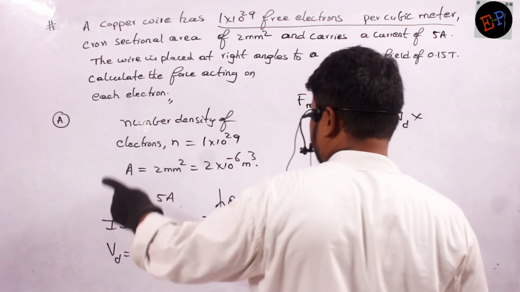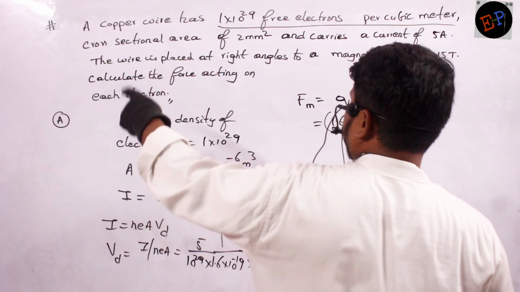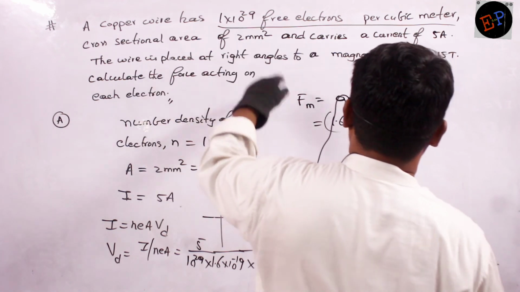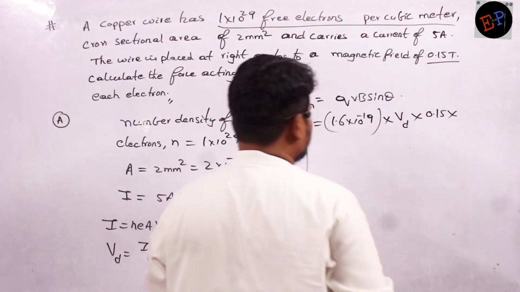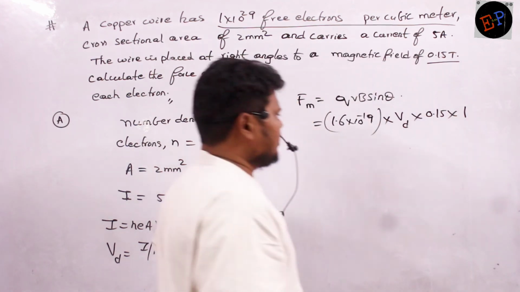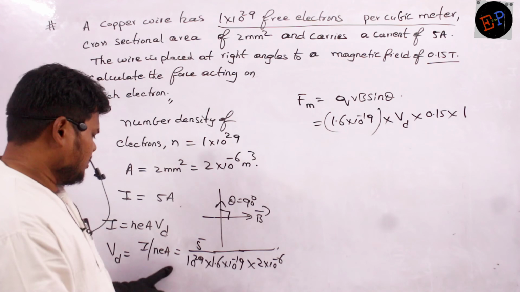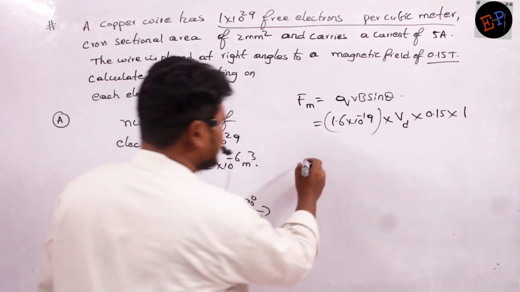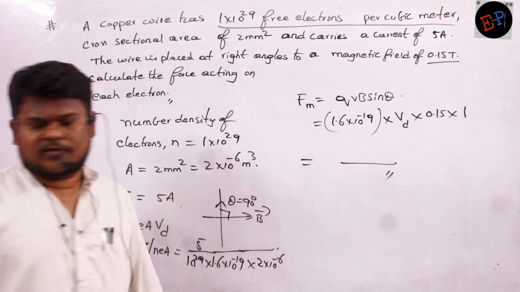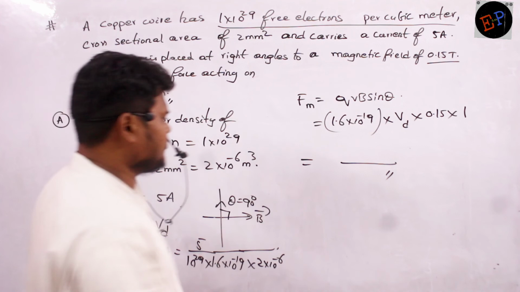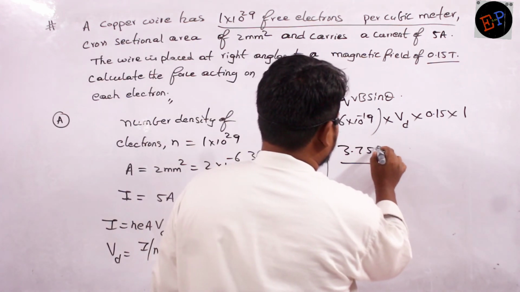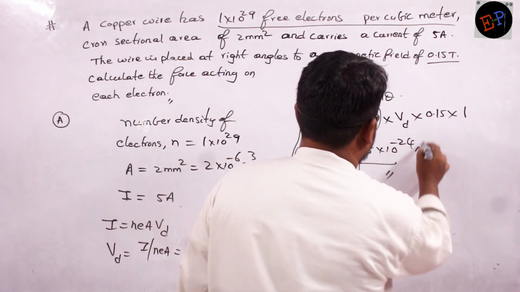What is the strength of the magnetic field? 0.15, multiplied by sin 90. Sin 90 value is 1. Calculate this, substitute here, then do the total calculation. You will get the force experienced by a single electron. Answer is 3.75 into 10 power minus 24. That is our answer.